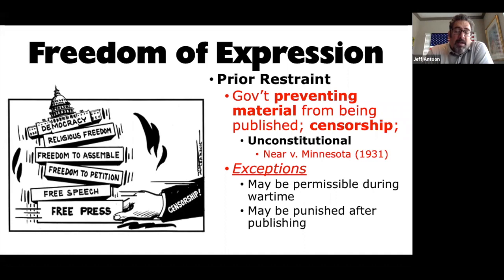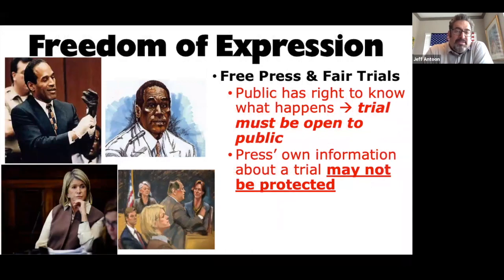There are exceptions, like times of war. Sometimes they'll allow you to do it, but later on, they might punish you after the publication or the censorship of that. So, free press and free trials. You can see there's the OJ trial and there's Martha Stewart. Those can be covered publicly. Actually, this 11-month trial was covered on TV nationally. So everyone watched 11 months of it, guys. It was crazy. Even though it's covered by the press, meaning the reporters can go and cover every trial, these are the high profile ones that are covered for us to follow.